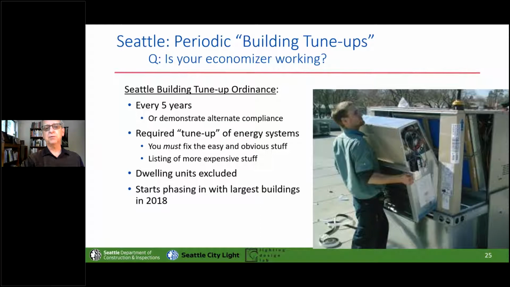We also have a Tuneups program, just to make sure that every 5 years at least, if you can't demonstrate that you're doing some kind of continuous improvement system, you've got to go through all the energy using systems. You've got to fix the easy and obvious things. You know, if there's a dead relay or if there's a persistently wrong setting on something, or pipes you find that weren't insulated or whatever, those all have to get fixed. You don't have to do big capital improvements, but you've got to fix the things that you find that are wrong. And that's starting already, phasing in.